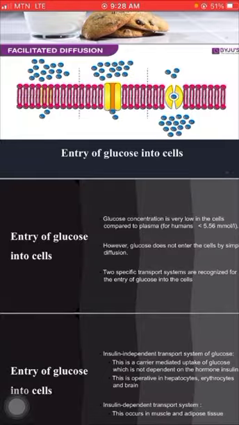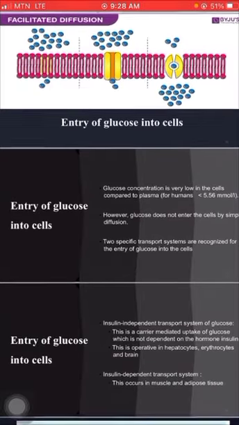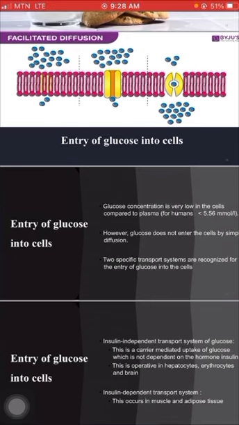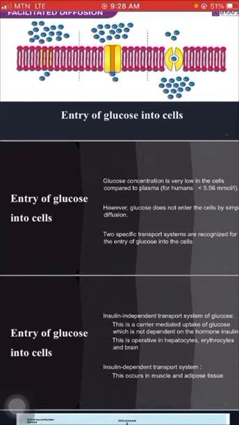But glucose is very large. Glucose is what? Very large. And it can't enter the cells through what? Simple diffusion. So it needs channels in order to enter into our cells through a process we call facilitated diffusion. Facilitated diffusion. You guys have learned this in physiology.